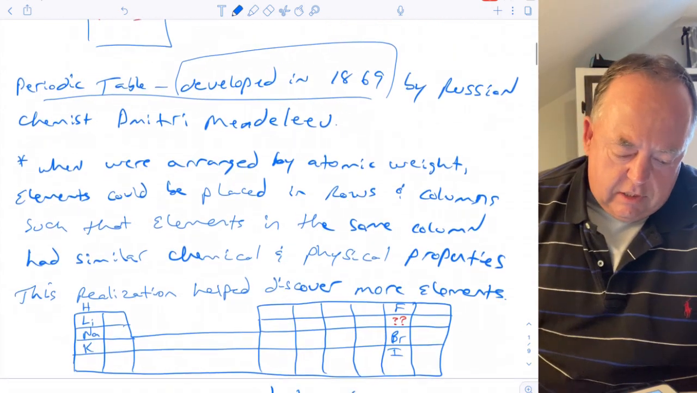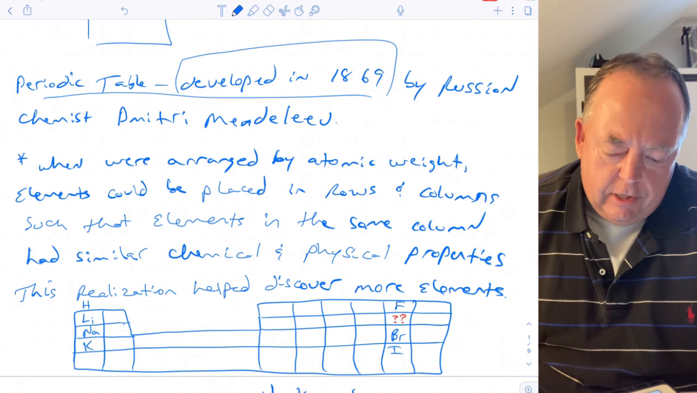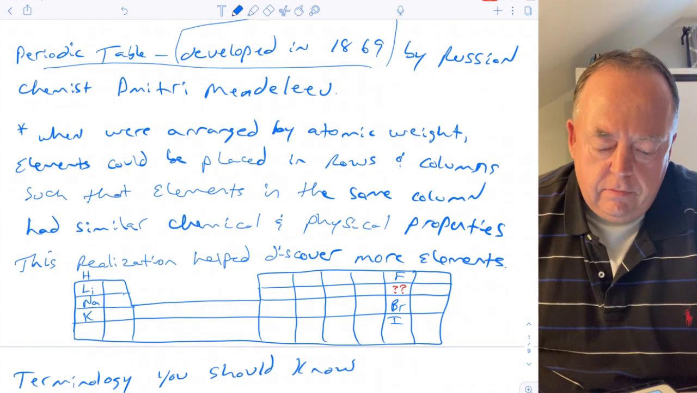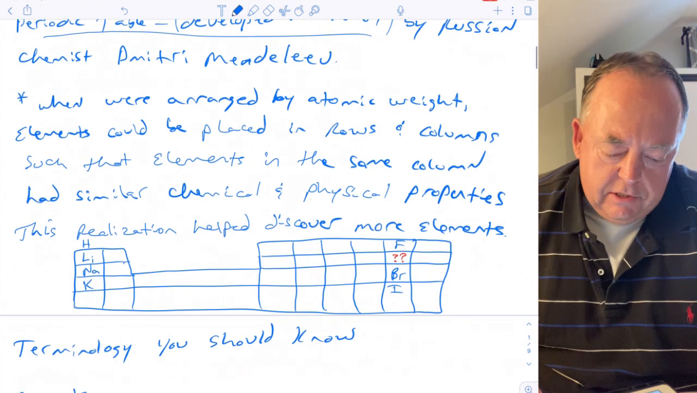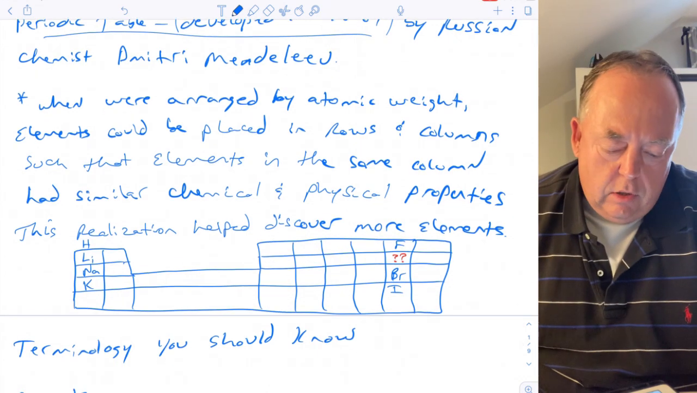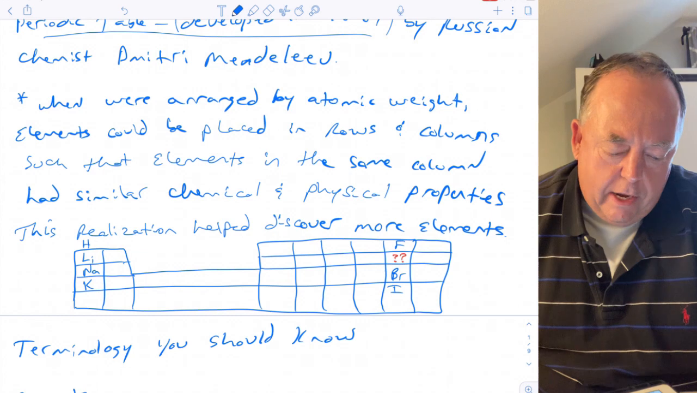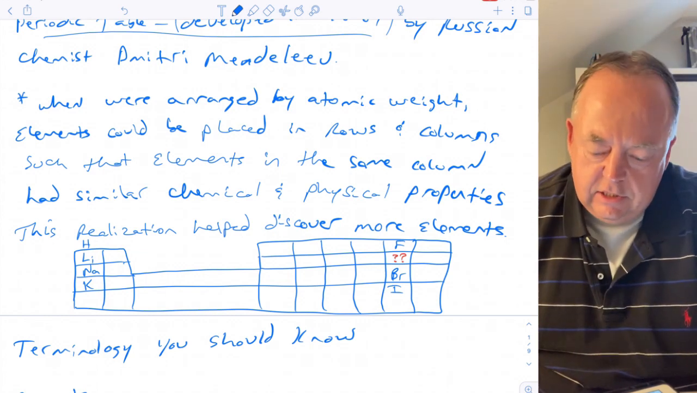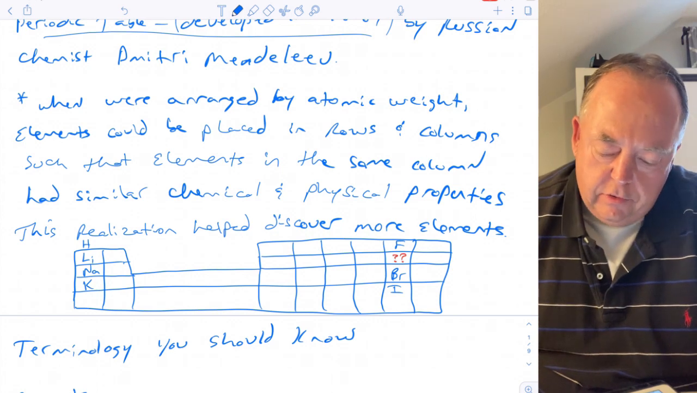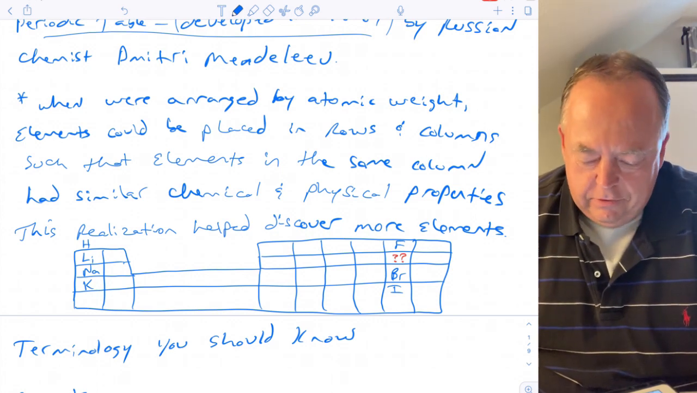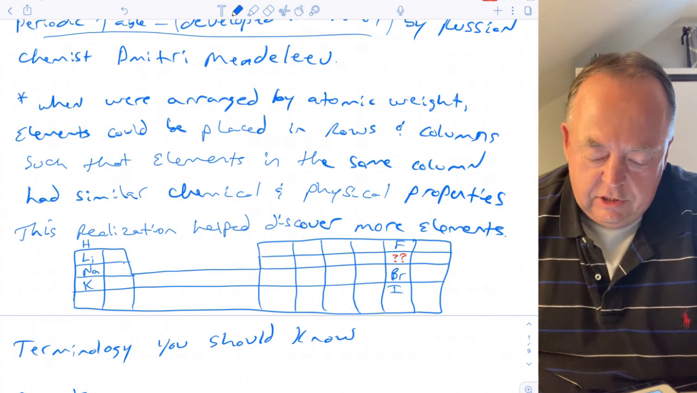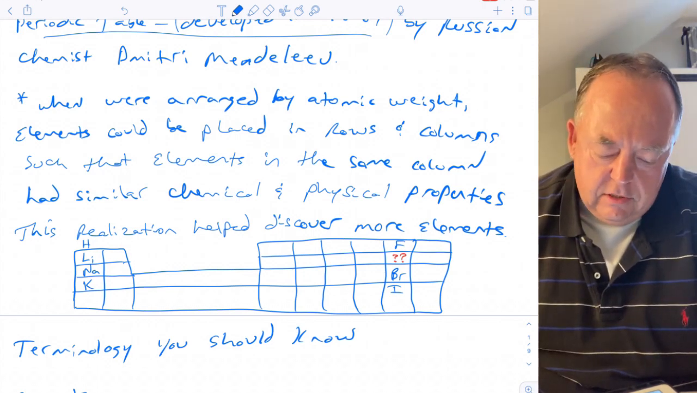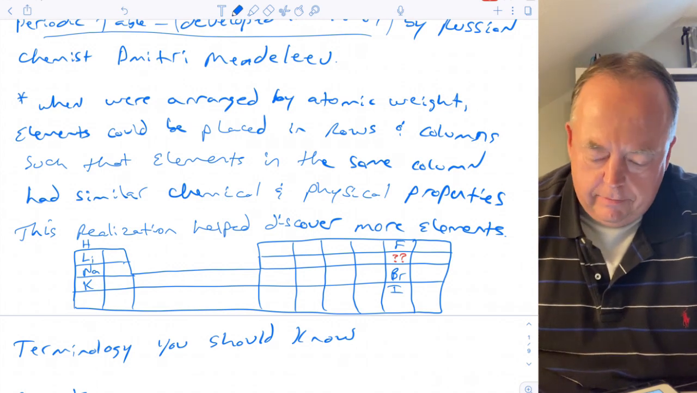Okay, so we're going to look at some of the language of the periodic table. The periodic table was developed in 1869 by a Russian chemist named Dmitry Mendeleev. Basically what he figured out is that when you arrange the elements by their atomic weight, elements could be placed in rows and columns such that elements in the same column had similar chemical and physical properties. And that was significant because that realization made it easier to discover other elements.